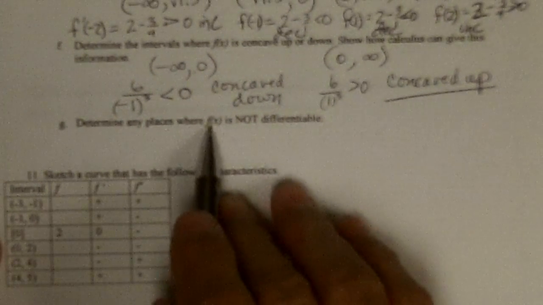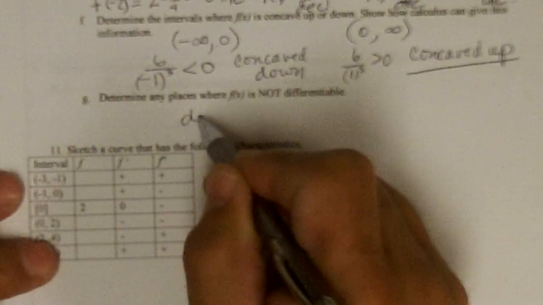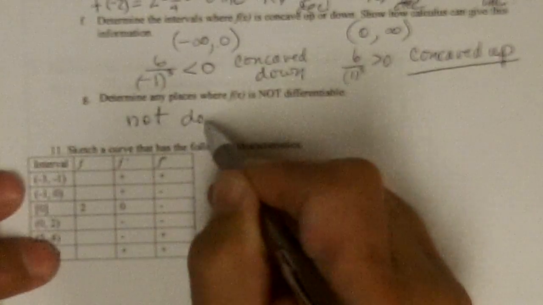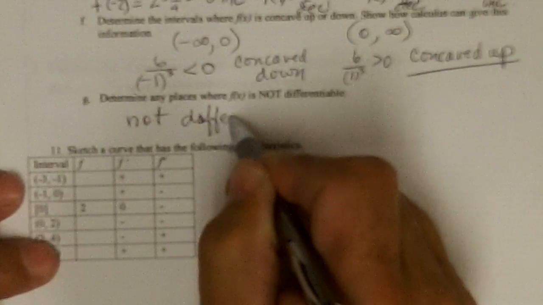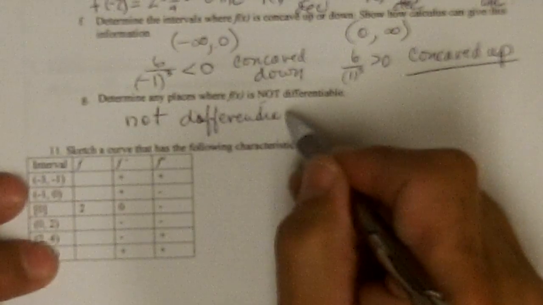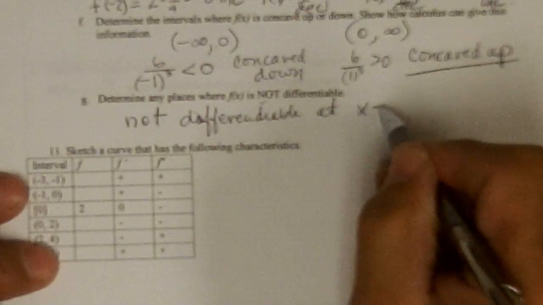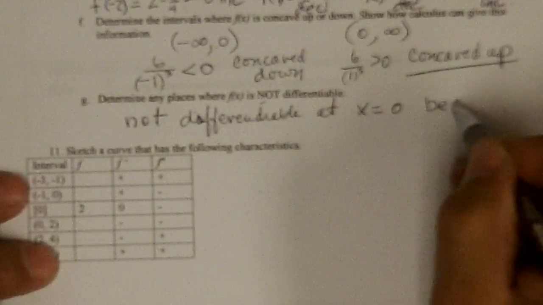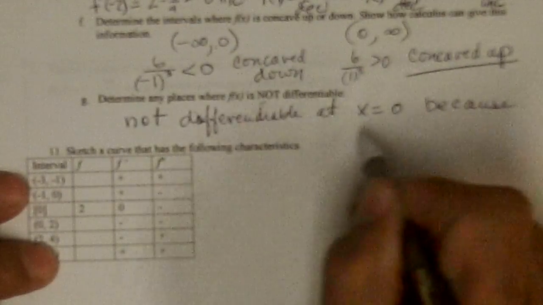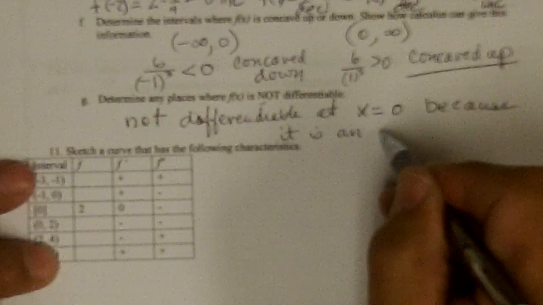Determine any places where f of x is not differentiable. That would be at the asymptote. Not differentiable at x equals 0 because it is an asymptote.